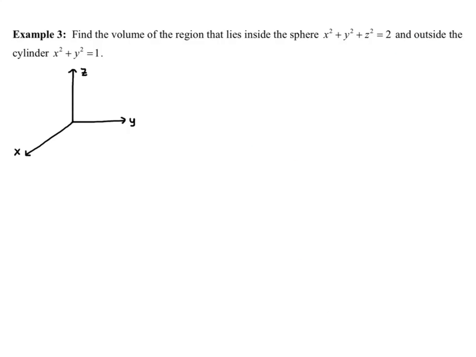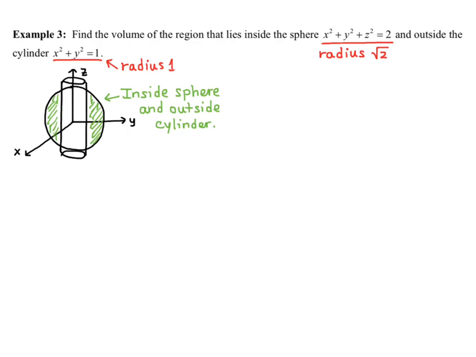Our next example asks us to find the volume of the region inside the sphere of radius square root of 2 and outside the cylinder x squared plus y squared equals 1. So I know that this sphere has radius square root of 2, and my cylinder has a radius of 1, so my cylinder is going to have a smaller radius. And I'm looking for this green shaded region inside the sphere and outside the cylinder. So you have this cylinder and this sphere intersecting it and just cutting out a chunk of it.